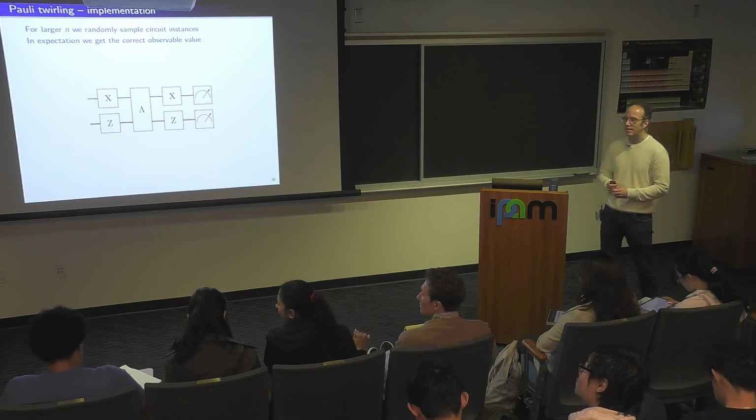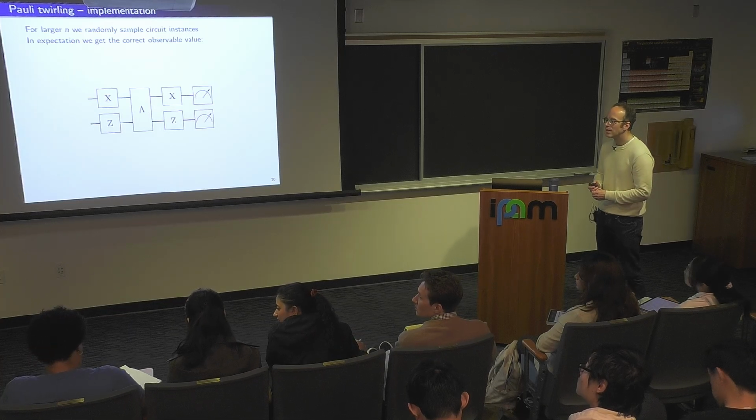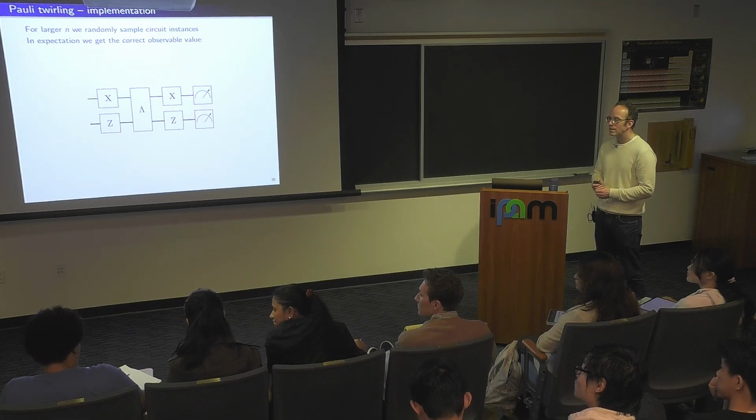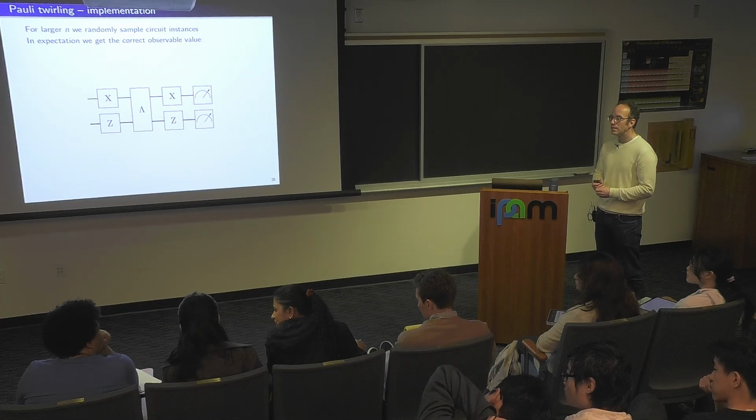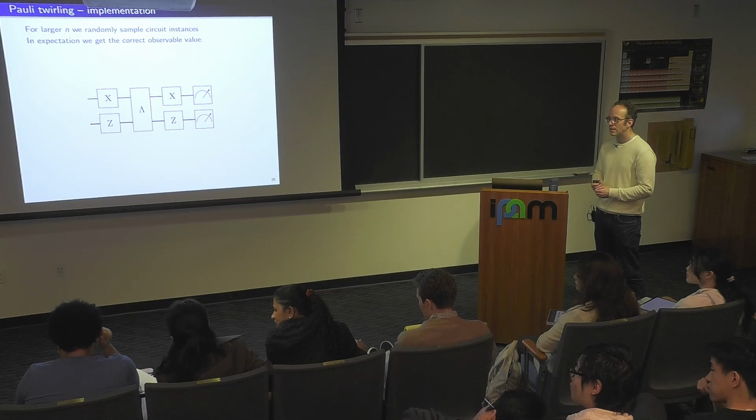Oh, yeah. So this summation, if I understand correctly, is n to the 4 to the n, right? Yes. It's very long. So you do some random sampling. Yeah. It could be a very small fraction of that.